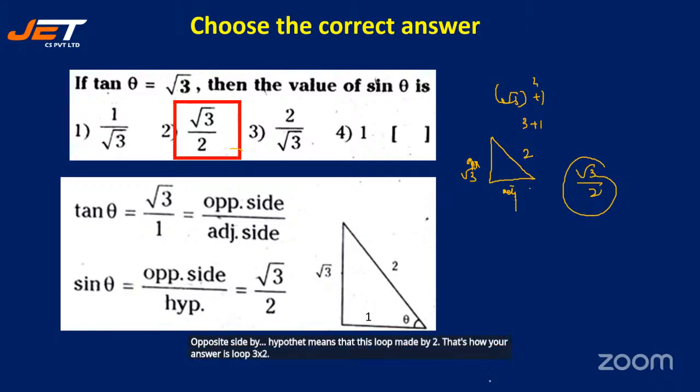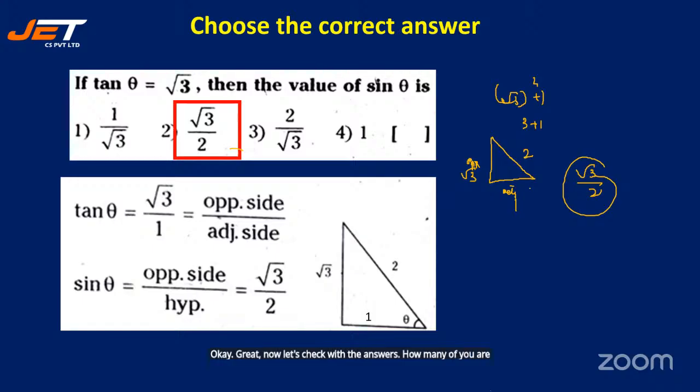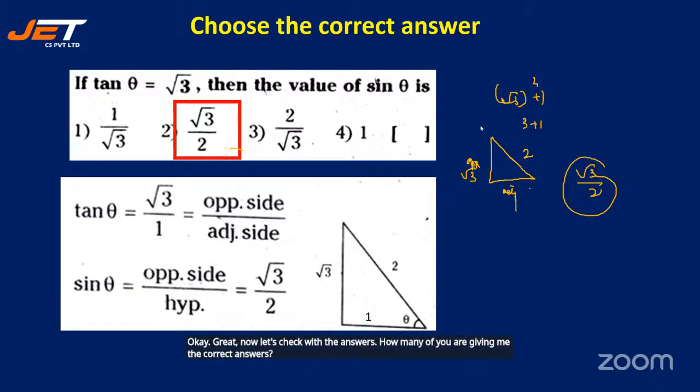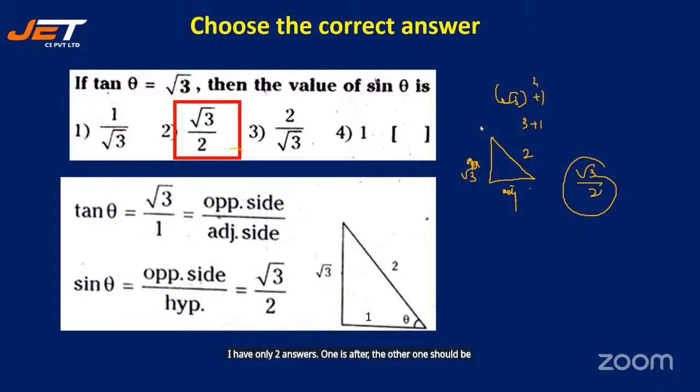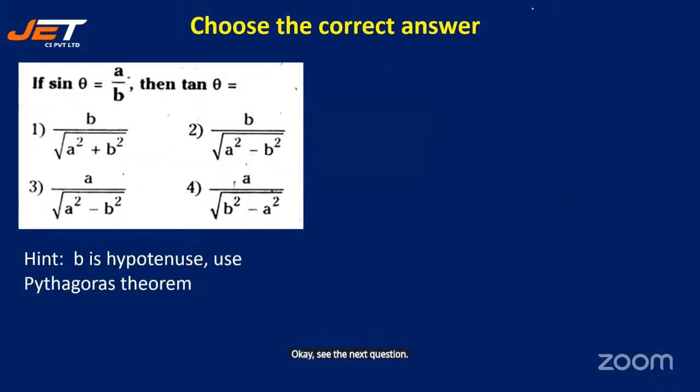Now let's check with the answers. How many of you are giving me the correct answers? I have only two answers. One is Afia, the other one is Divyanshi. So please do answer these questions, students. See the next question. Sin theta is A by B. Then what is tan theta? Sin theta is A by B. What is tan theta?